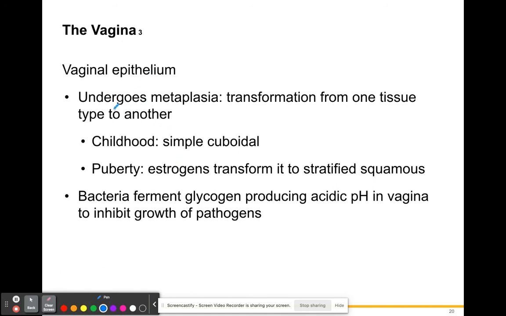The vaginal epithelium undergoes what we call metaplasia, which is the transformation of one tissue to another. So as a child, the vaginal epithelium is simple cuboidal in nature. And then as estrogen is produced during puberty, those simple cuboidal cells are transformed into stratified squamous cells. Bacteria ferment glycogen, producing acidic pHs in the vagina, and that will inhibit the growth of pathogens in the vagina during puberty as well. And that all happens during metaplasia.